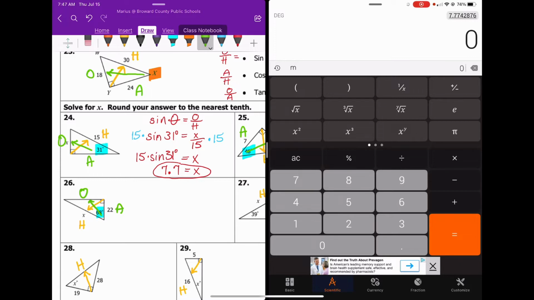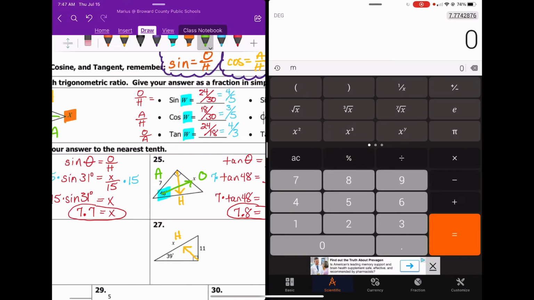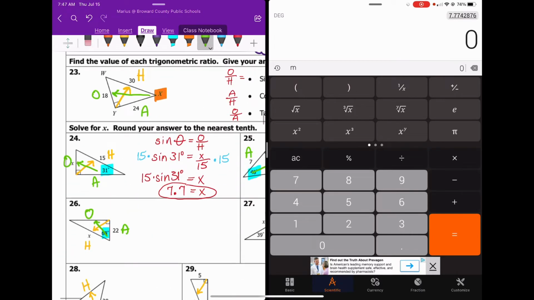Now we have to look at our diagram. We have something for the hypotenuse, which is x, and we have something for the adjacent side, which is 22. The opposite side is blank, so we're not going to use the opposite. So we need to know which one of our trig functions uses adjacent and hypotenuse. Well, that would be cosine.